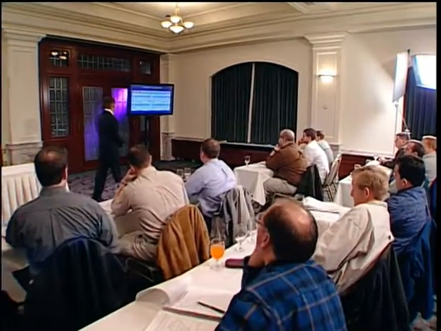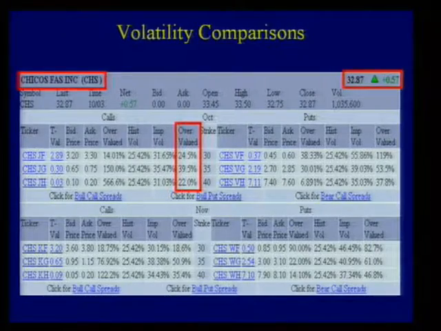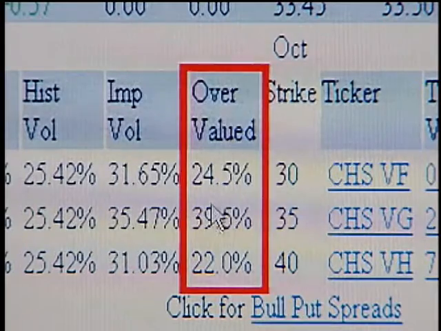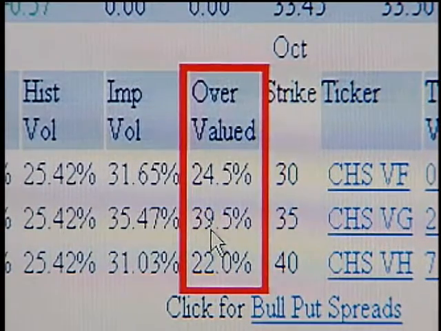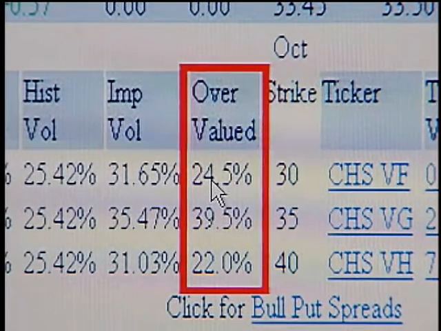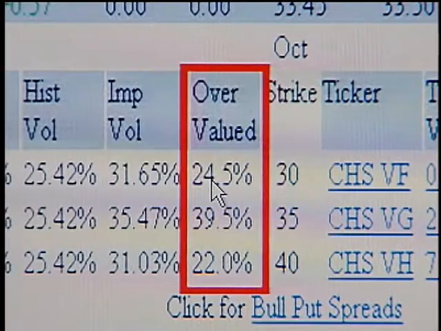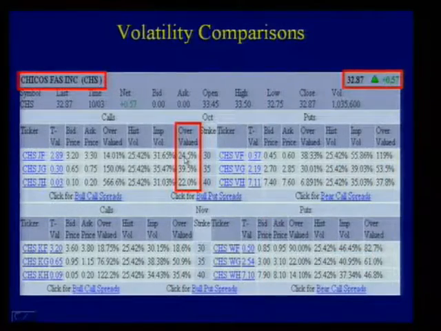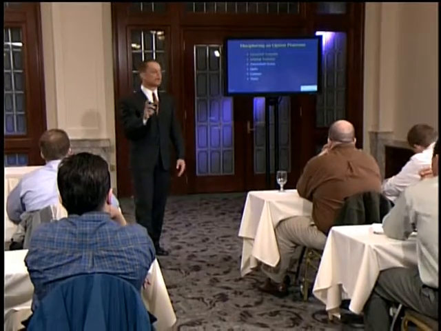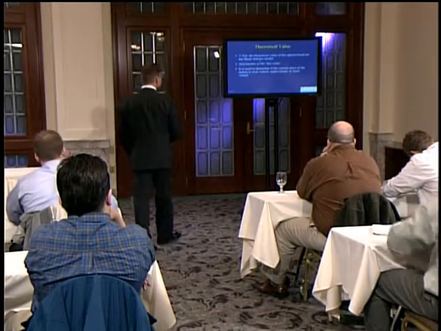Well, let's look at this one right over here. The October $30 call option is 24%. The 35 is about 39.5, and the 40 is 22%. If you just compare these two, the 24 and the 39, obviously we would want the one that's the lowest, the closest to our 20% baseline. So that's our historical versus our implied volatility. Now we know a little bit about that. Let's use our theoretical value, and we're going to put it all together here, okay?